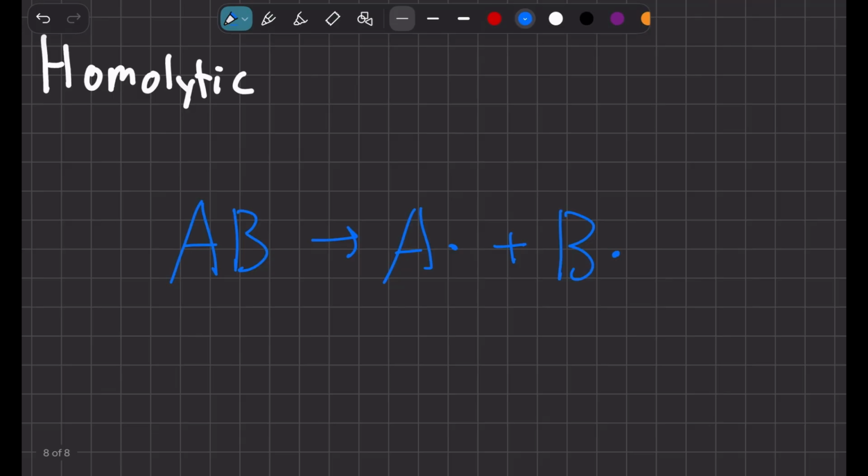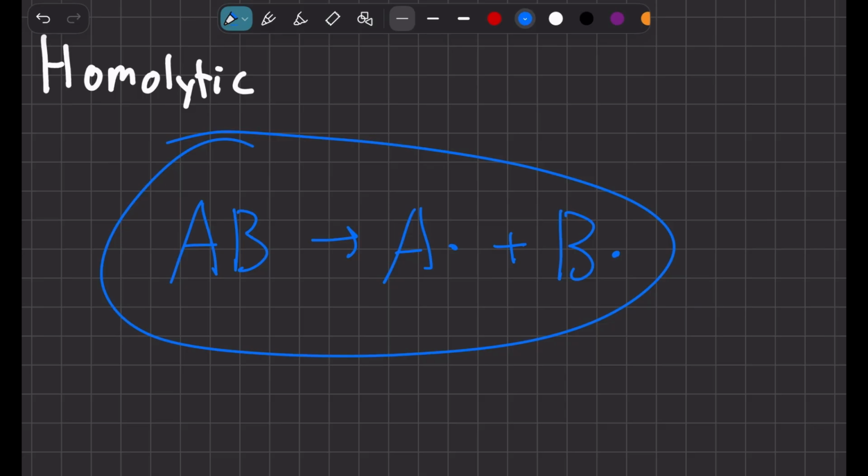In homolytic bond cleavage, a covalent bond will break in the original species, and then each atom during the decomposition reaction will receive one electron. So the basic reaction looks like this, where we have molecule/species AB decomposing into A radical plus B radical.